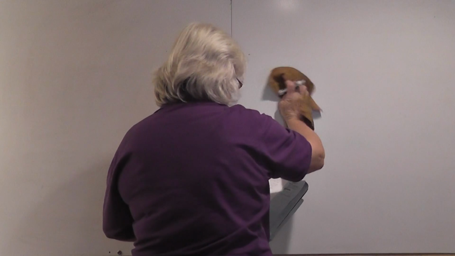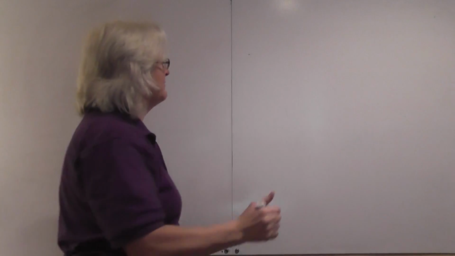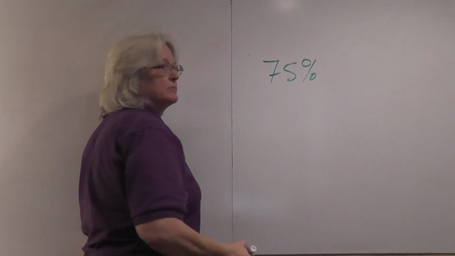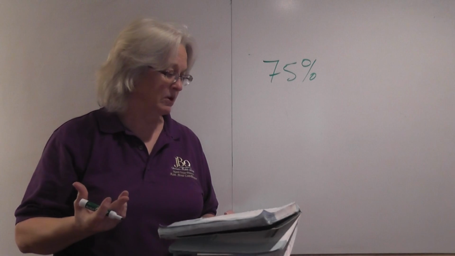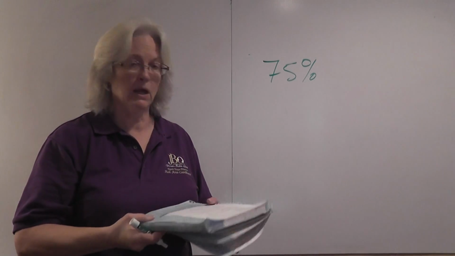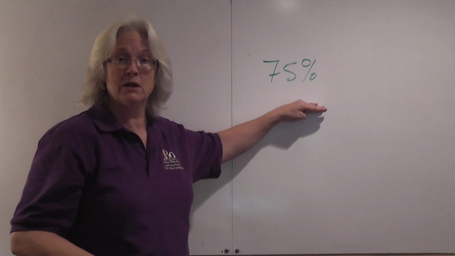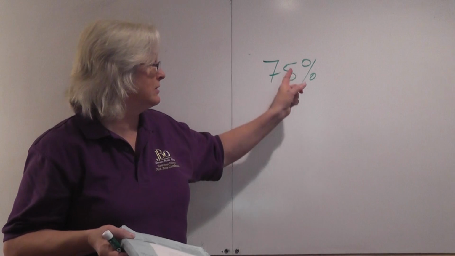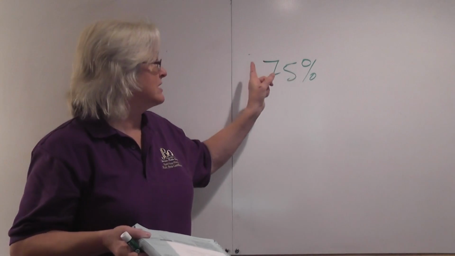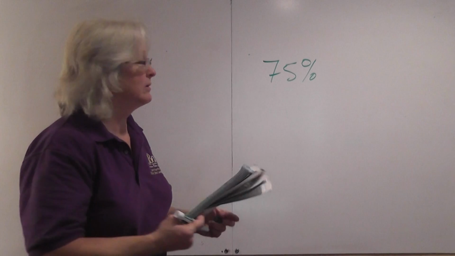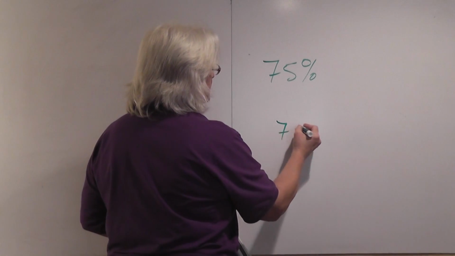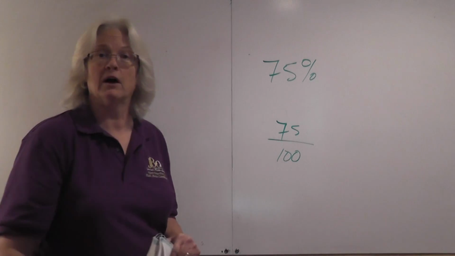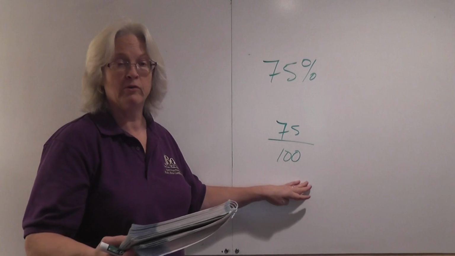Let's say that you have 75%, written just like this. 75%, and they're going to ask you a couple of things. You can write this 75% as a fraction over 100 by simply understanding that percent means 75 per 100. So you would write this as a fraction over 100 by simply saying 75 over 100.